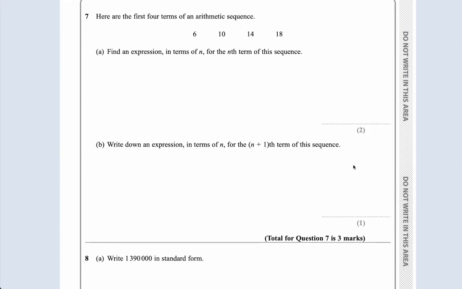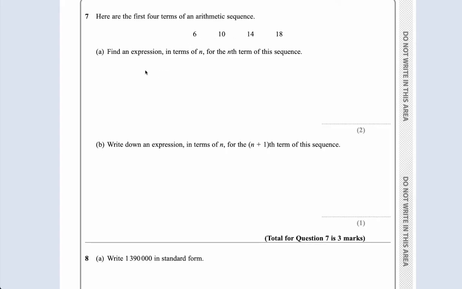Okay, arithmetic sequence. Find an expression in terms of n for the nth term of this sequence. The nth term, I like to use this formula, guys. Some people can just write it out. Like the answer is 4n plus 2 because it's going up in 4s and I need to add on 2 to get to each term.